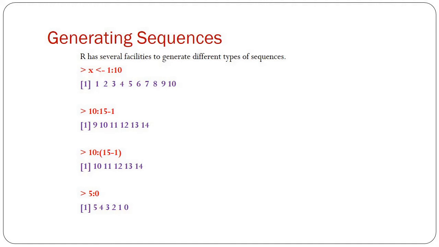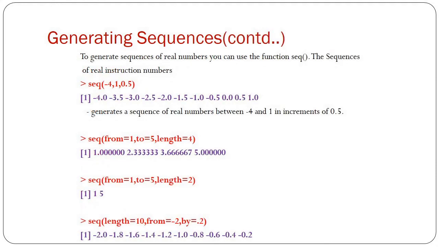It depends on whether we specify the expression in parentheses or not. If the same thing is put within parentheses, 15 minus 1, first the expression within parentheses is carried out. It becomes 14. Then the sequence is going to be 10 to 14, where you get the values from 10 to 14, where the step size or incremental value is 1. In a similar way, you can generate other sequences with the help of a command known as seq. Here we are generating a sequence between minus 4 and 1 in steps of 0.5. It can also be given by using the from option, to option and the length option.